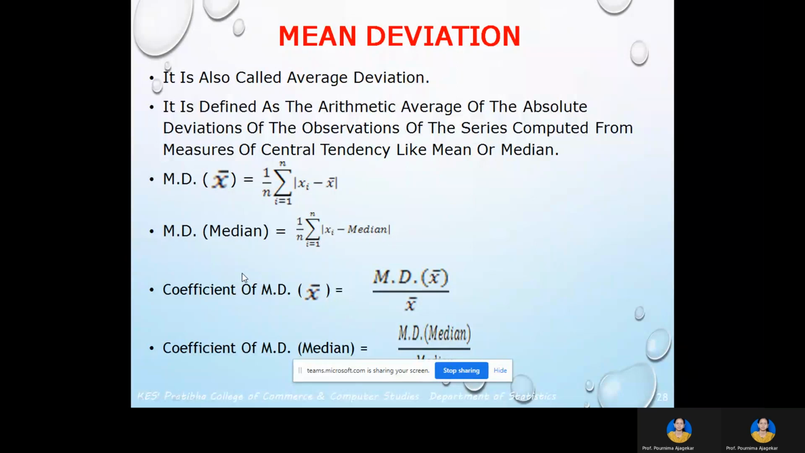And the corresponding relative measures are coefficient of mean deviation about mean and coefficient of mean deviation about median. The coefficient of mean deviation about mean is mean deviation about mean divided by mean, and coefficient of mean deviation about median is mean deviation about median divided by median.